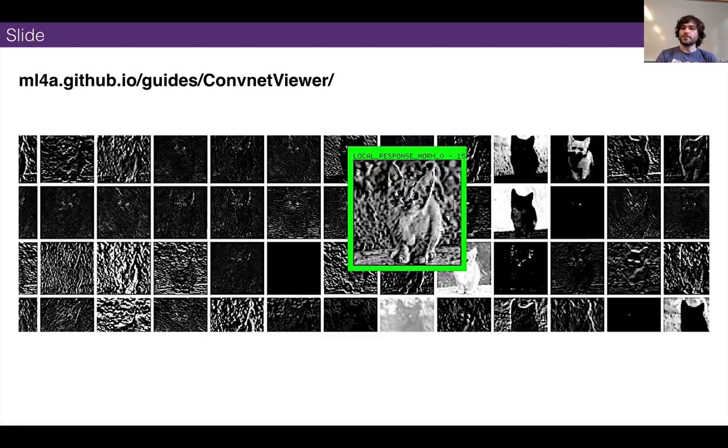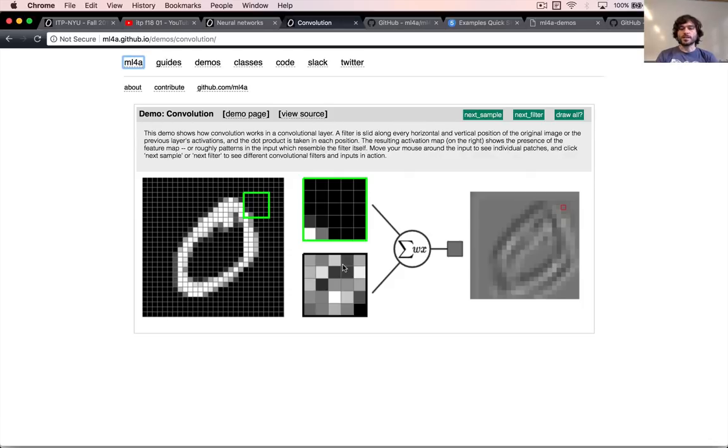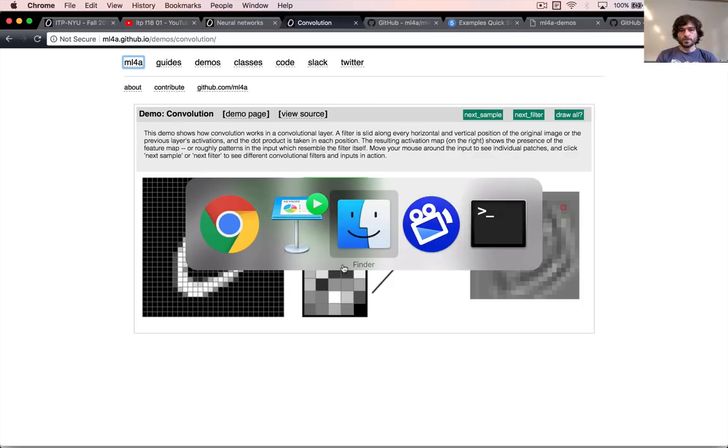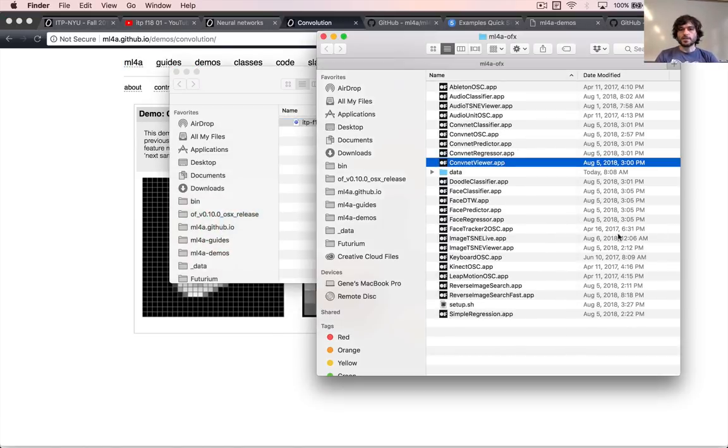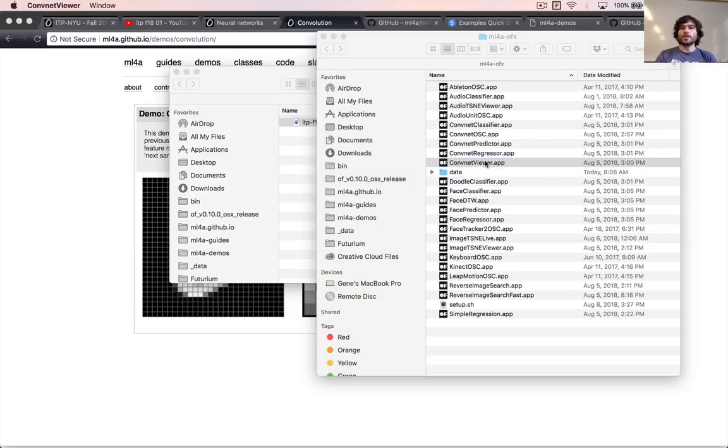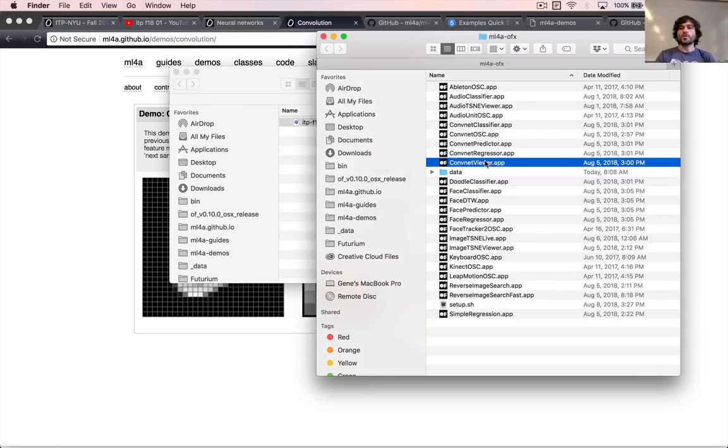So this is ConvNet Viewer. It's part of the Open Frameworks collection. And I'm going to open it real quick. It's actually over here. And this is going to show an end-to-end demo of a trained convolutional neural... hang on a second.